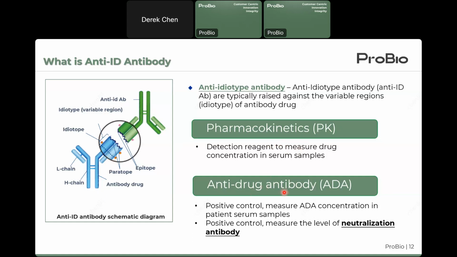Alternatively, it can serve as a positive control in the ADA studies to measure the total level of ADA, the anti-drug antibody, or the level of neutralizing antibody, neutralizing ADA.